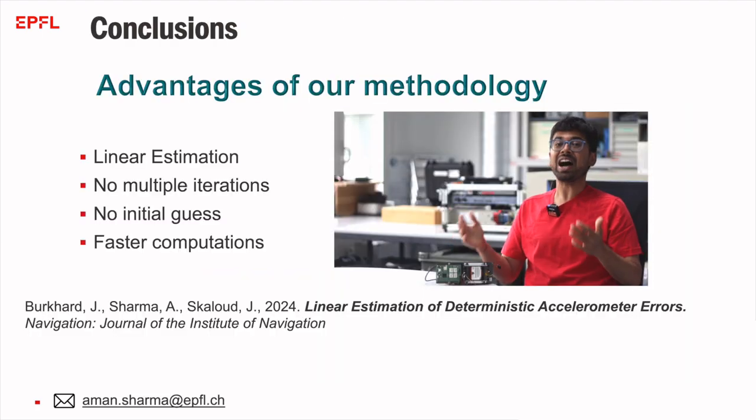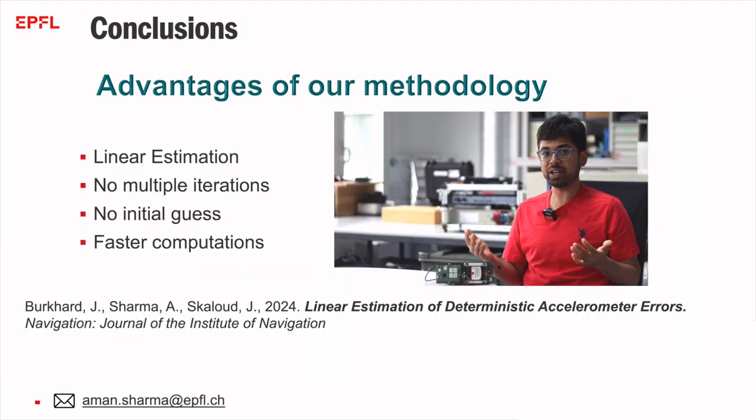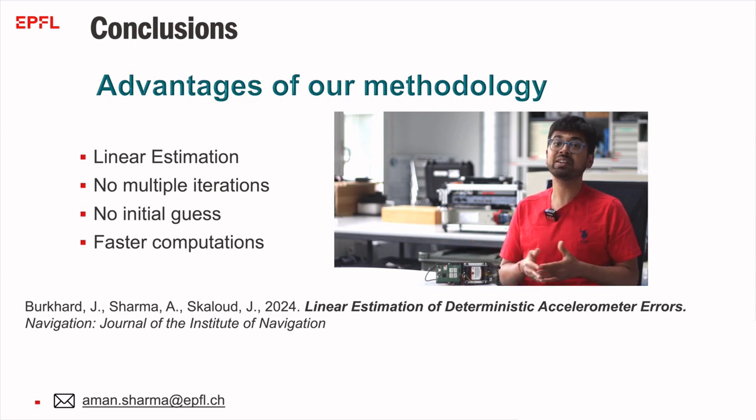In conclusion, I want to talk to you about the primary advantages of our work. Our method is linear and therefore does not require any initial guess, nor does it have any requirements for multiple iterations. Therefore, our method to identify the deterministic errors of an accelerometer is around an order of magnitude faster than the existing ones.